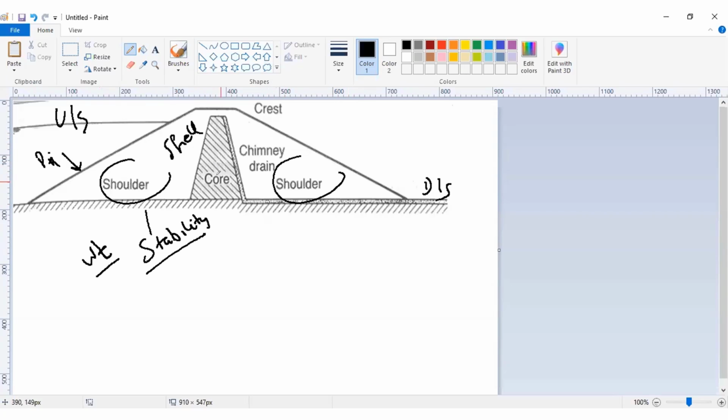But when it comes to the core, the purpose of this core is to retain the water. The coefficient of permeability of this core material is very low, maybe 10 to the power minus 8 meter per second. So with this very low value of coefficient of permeability, this core is able to retain the water on the upstream side.